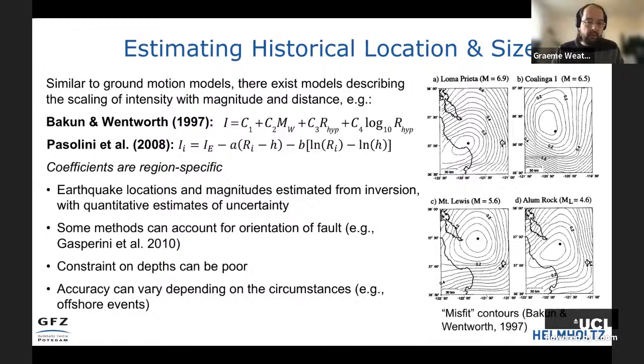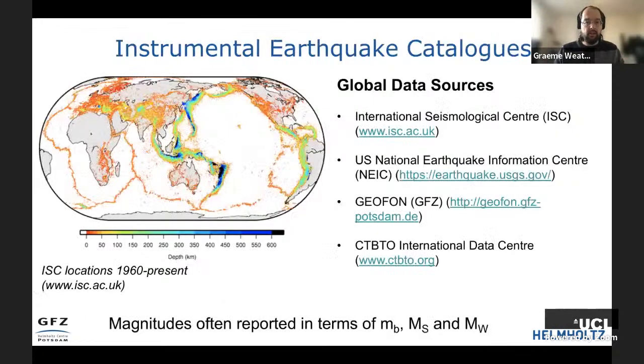And the accuracy can also vary depending on the circumstances. So when you have offshore earthquakes, or when you don't have a clear picture of the actual full radial distribution of intensities around the earthquakes, you can sometimes have problematic mislocations. But this allows us to basically take our reported earthquakes and turn this into parametric events that we can fit into our catalogue. So that's the historical side of earthquake catalogues.